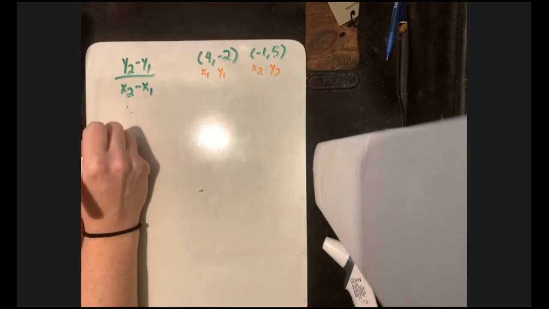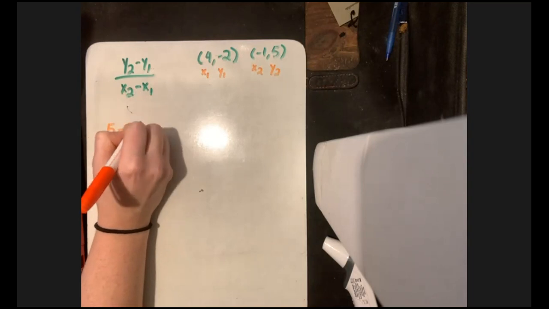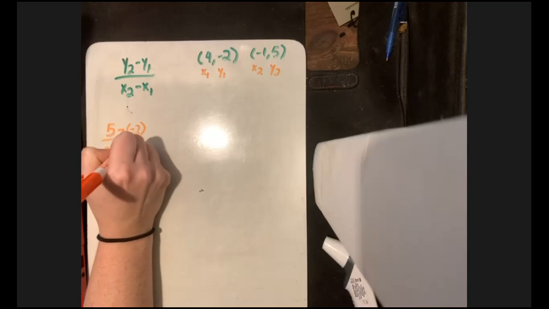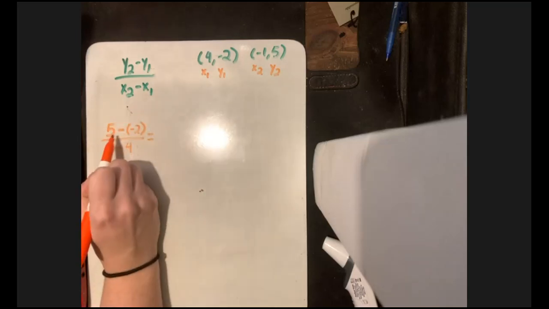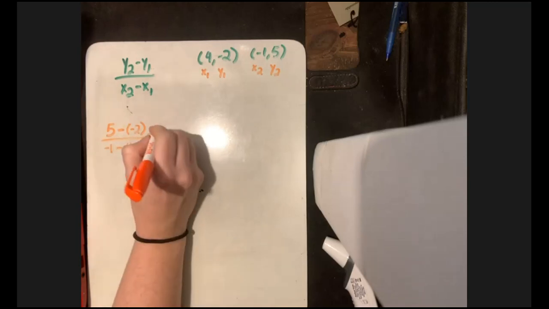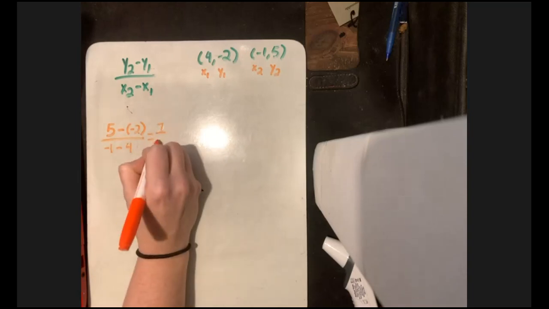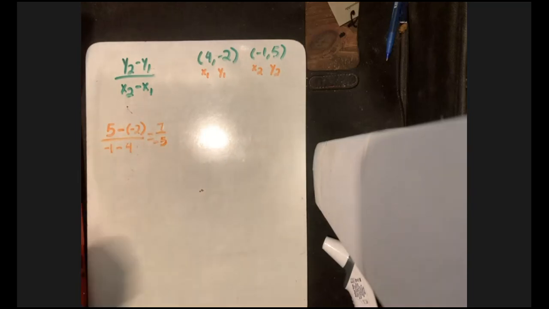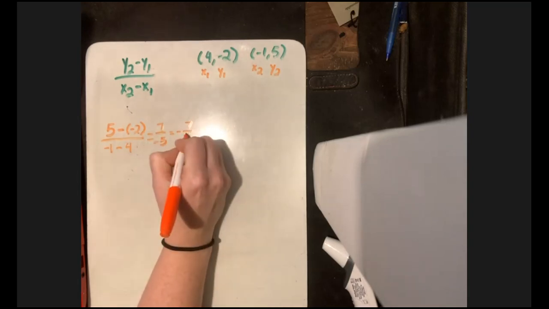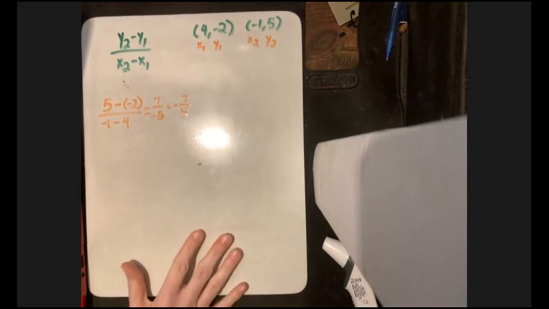So if we're going to do it this way, we've got 5 minus -2 over -1 minus 4. So I've got 5 minus negative, so that's going to turn into plus. So that's 5 plus 2, which is 7. And I've got -1 minus 4, that's going to be -5. And we can leave it just like that. Some people will opt to pull the negative out into the front. Okay, so I've got -7/5 for that.